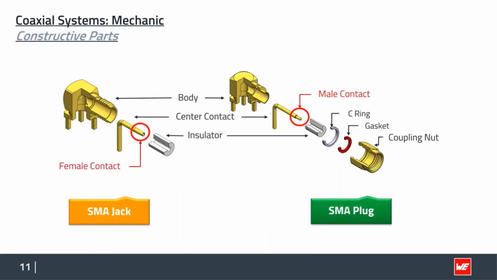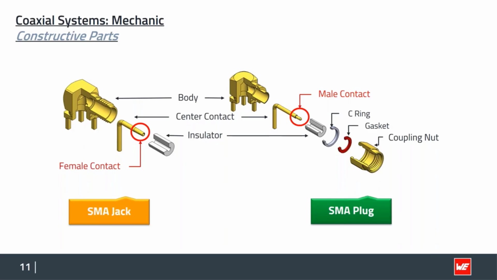If we have a closer look at female and male parts, we see, if we split them up, what parts they consist of. For both, we have a housing which is made of massive brass and is plated with gold. Then we have the central contacts, we have the insulator, and of course, on the male side, we have the hex nut, the coupling nut, plus gasket and C-ring to fix it and to allow it to move.